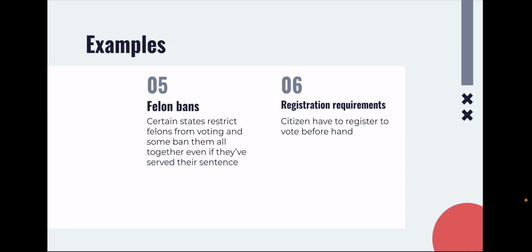Some more examples consist of felon bans. Certain states restrict felons from voting, and some ban them altogether even if they've served their sentence. 9 states completely take away their right to vote. Number 6, registration requirements. Citizens have to register to vote beforehand. An ID is needed and proof of residency. 16 states allow people to pre-register already.